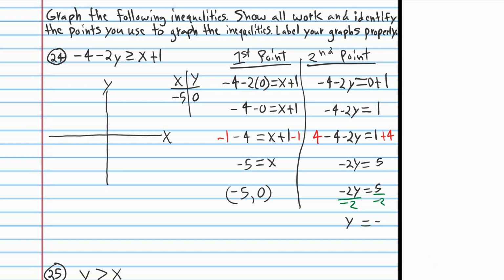Again, I'm going to require you to rewrite the equation every time you perform an operation on both sides of the equation, except when you have an equation with parentheses, where you have to use the distribution rule. So if x is equal to 0, y is equal to negative 5 halves. So those are our 2 points.